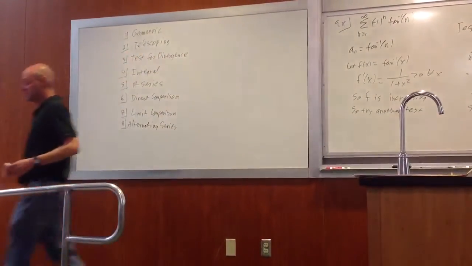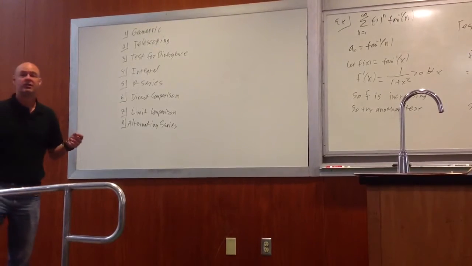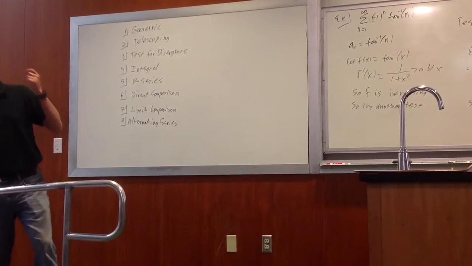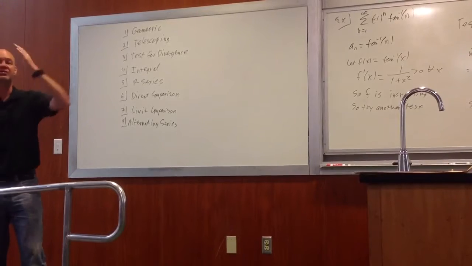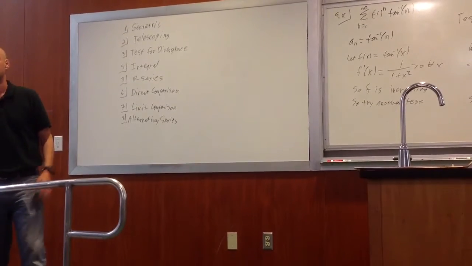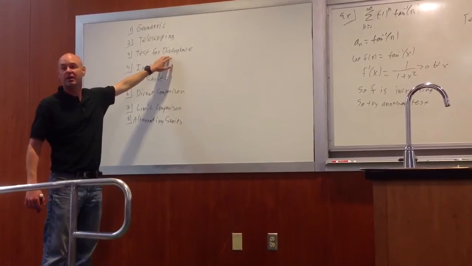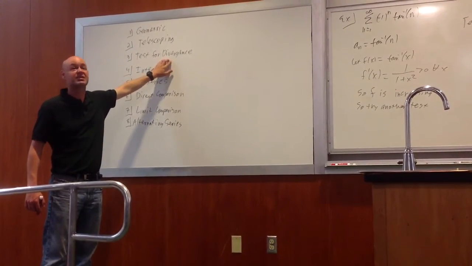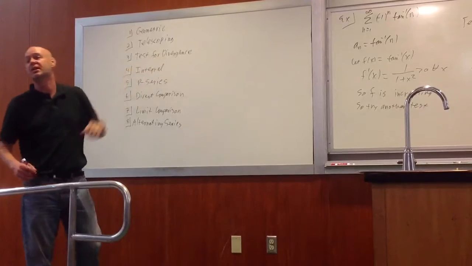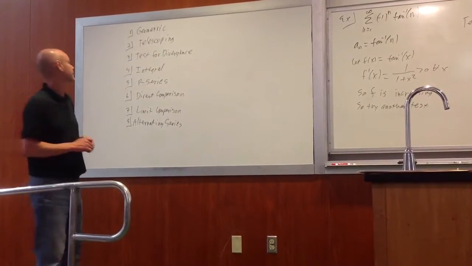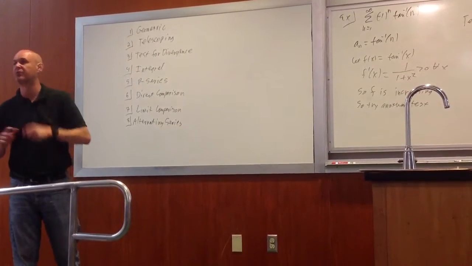Test for divergence says, if the limit of your series terms does not go to 0, then the entire series is divergent. Now, this does not have a clause meaning that it's automatically convergent. It just means it's inconclusive if that limit does go to 0. I'm sorry, if that limit does go to 0, I should say.